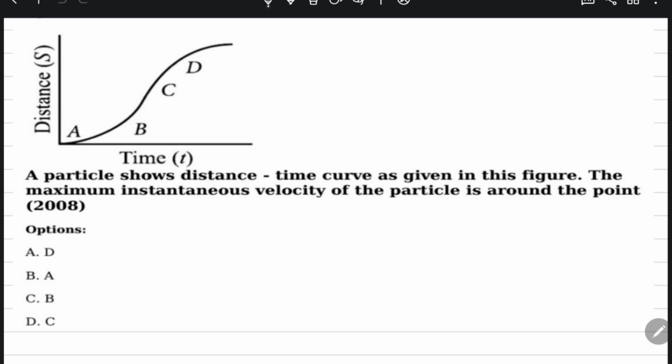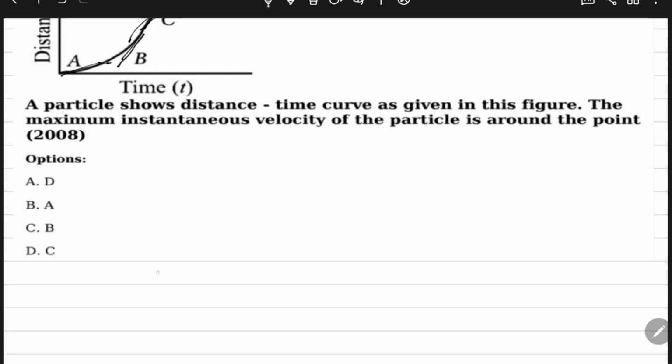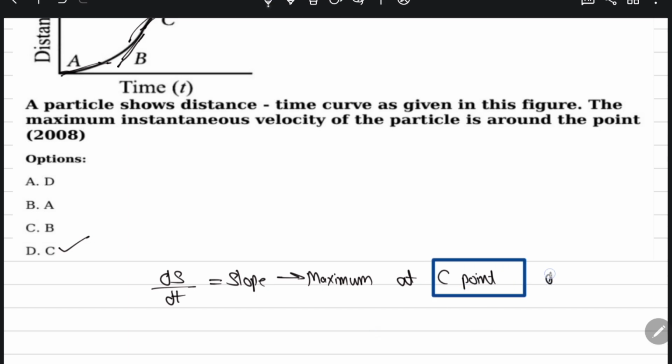So option A has a slope like this. Option B has a slope like this. Option C has a slope like this. Option D has a slope like this. So which slope is higher? This is the slope. This is also a slope. So option C has a higher slope and option D has a lesser slope. So ds by dt is basically the slope, and the maximum slope is at point C. Understand? So option D is correct.